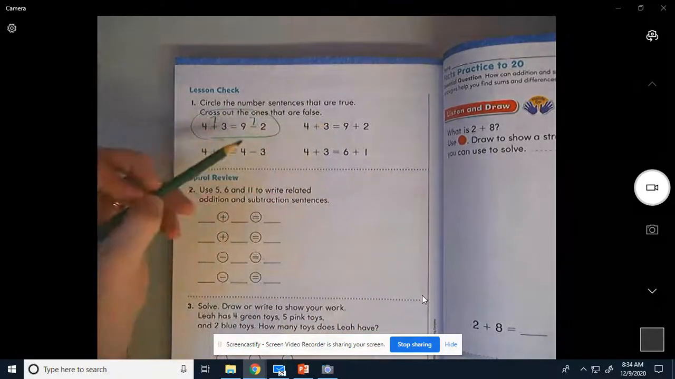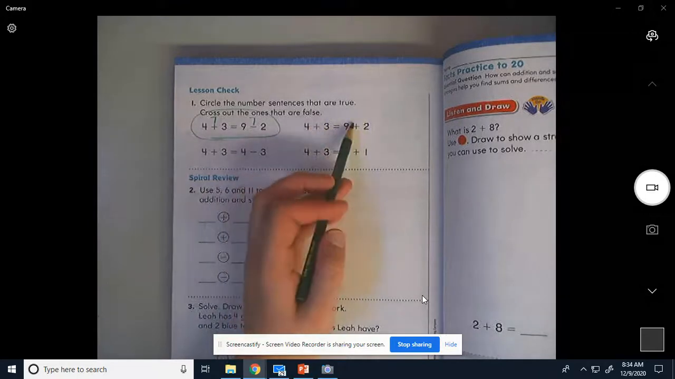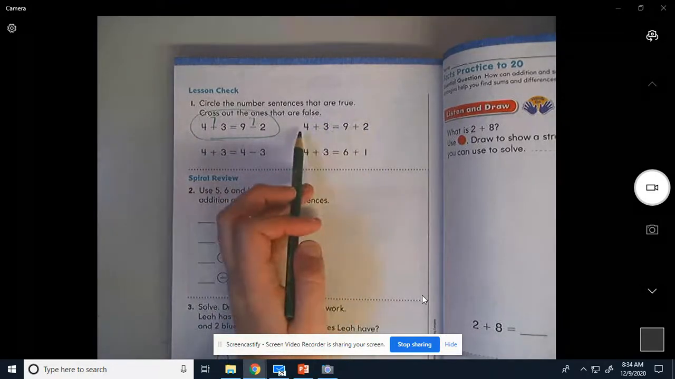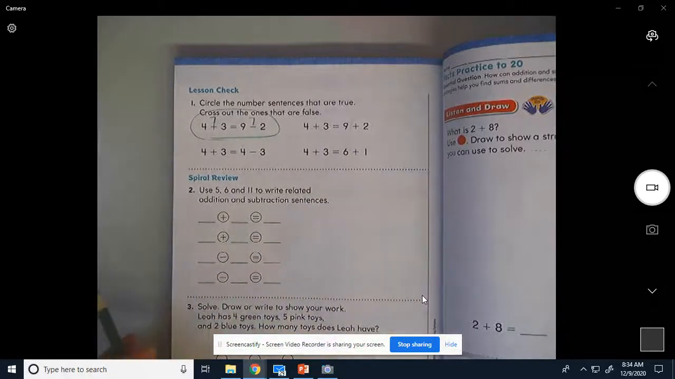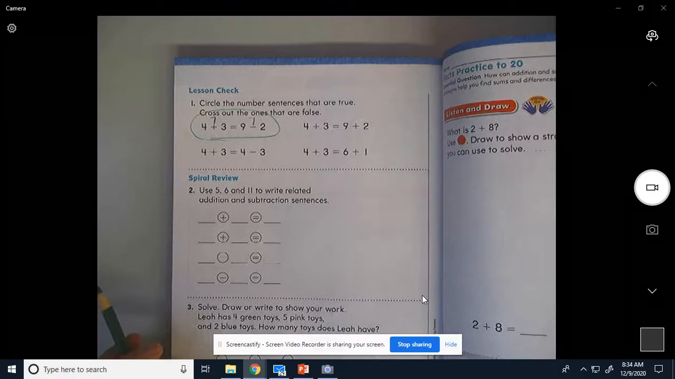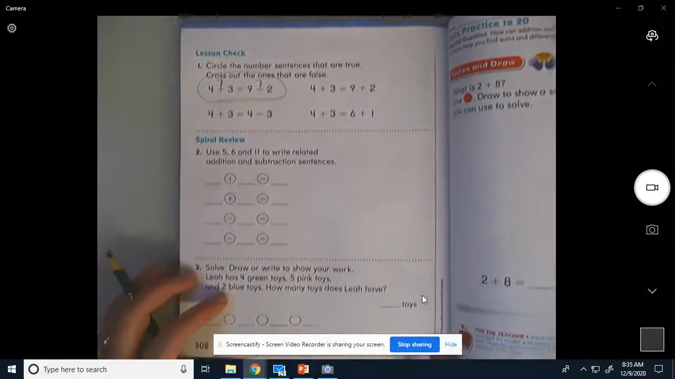Okay, now you do these. If it's not true, if the sides are not the same, I want you to X it out. Okay, if they are the same, you're going to circle. Pause the video and do that now. Okay, you are back and you have done these 3. Yes, if you have not, pause the video and do them.